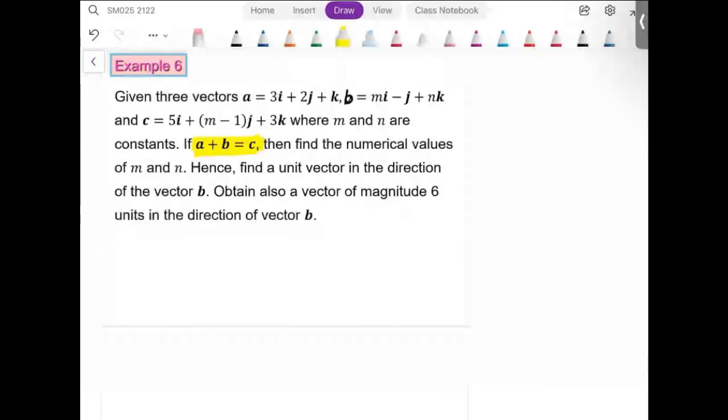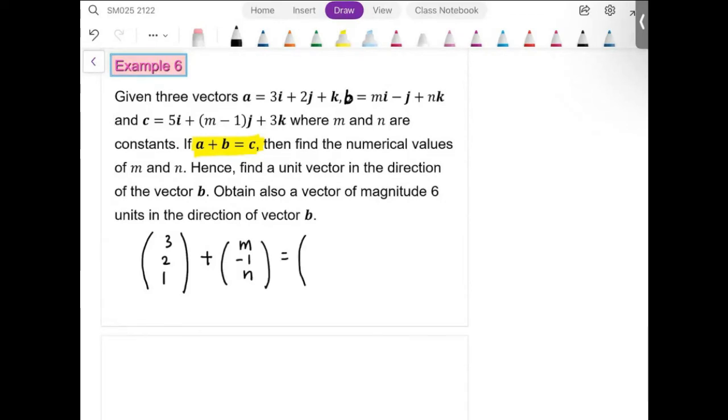Ada 3 soalan kat situ. Kita cari yang first dulu. Value of M and N. Hint, dia dah bagi A plus B equal to C. Remember just now the same pattern. From that info, convert it into vector equation. So we would have now A, saya tukar dalam bentuk kolom vector, 3, 2, 1. Okay, and then plus B. So vector B would be M, negative 1, N equal to C. So we have 5, M minus 1, 3.